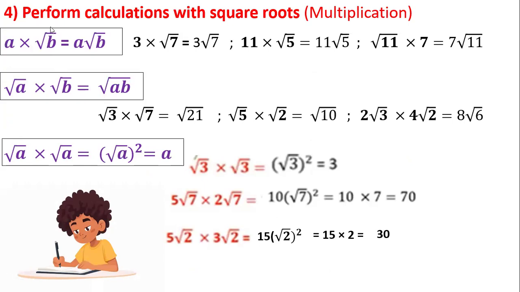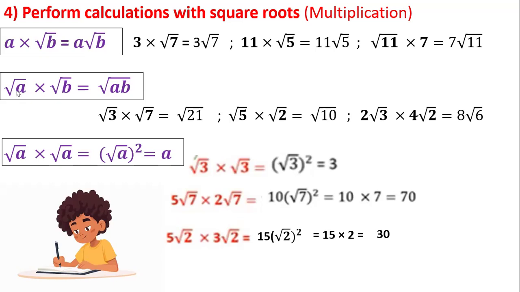A times radical B. What's A? A is a number and radical B is a radical. So if I am multiplying a number with a radical, the number stays outside as a coefficient and the radical stays as it is. So A times radical B equals A radical B. As an example, 3 times radical 7 is 3 radical 7. The number stays as it is, as a coefficient, and the radical stays as it is. 11 times radical 5 is 11 radical 5. Radical 11 times 7, here the radical coming before the number, it's the same. So it is 7 radical 11.